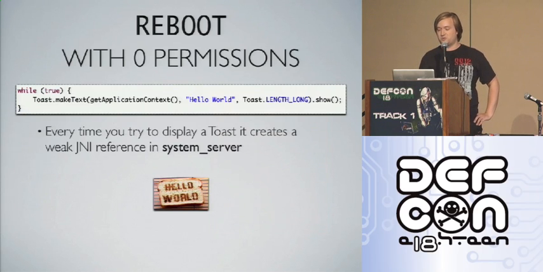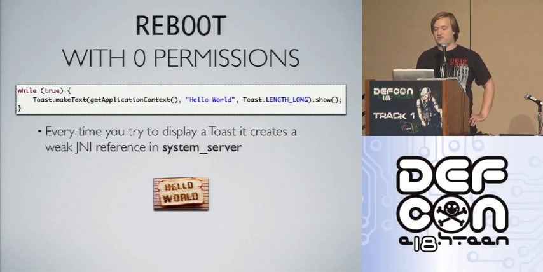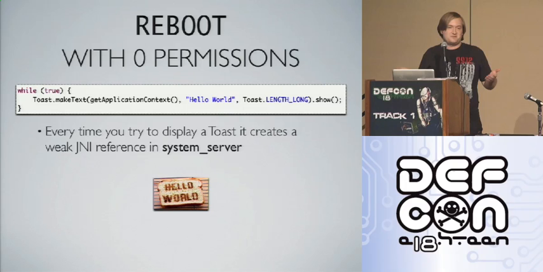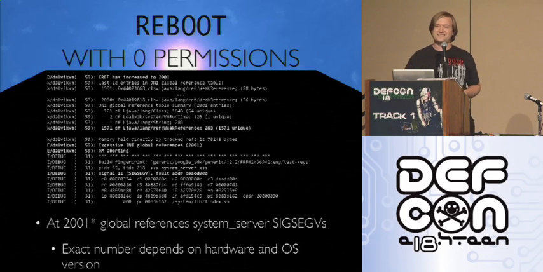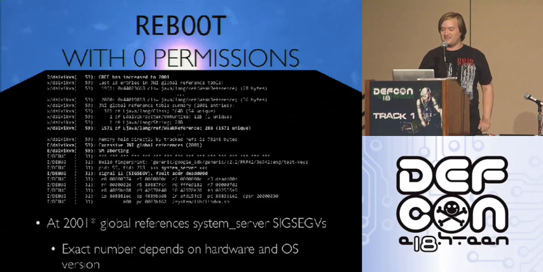So here's just the basic hello world for a toast, and then I've thrown it inside a while true loop. So we're just going to create as many toasts as we can and see what happens. Every time that you create and display a toast, it creates a weak JNI reference in the Android system server. And when you get to 2001 global references, the system says, "I can't let you do that, Dave," and throws a SIGSEGV and crashes the phone.